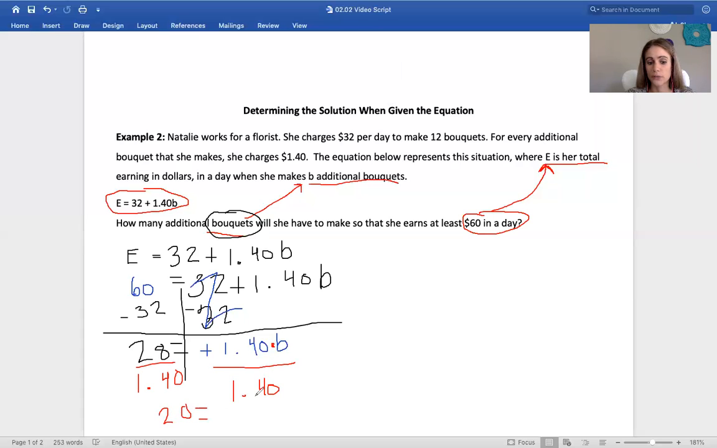And then 1.40 divided by 1.40 is 1. So that gives us our goal. We only have one single variable. It is by itself. So 20 is equal to B.